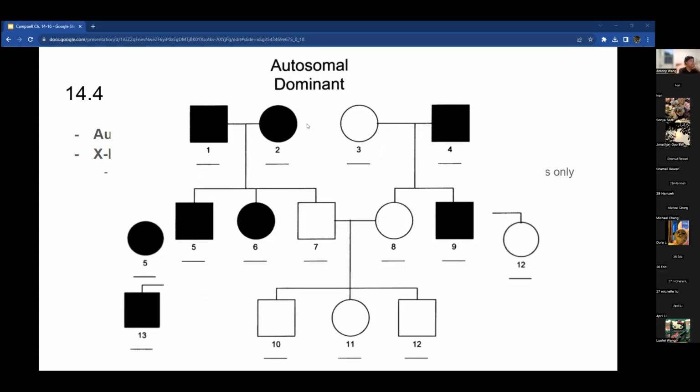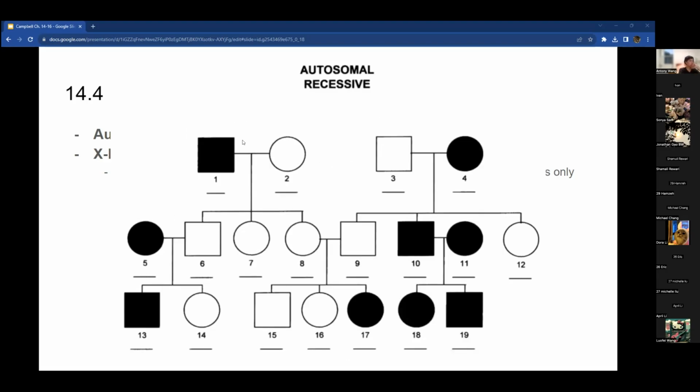Autosomal dominant. Notice how here in this autosomal recessive chart, there were a lot more. So you see how there in the F1, so this is a P generation, F1 generation, F2 generation. That's how we can just define them like that. You can see how here there's a lot more individuals who don't express the phenotype, right?